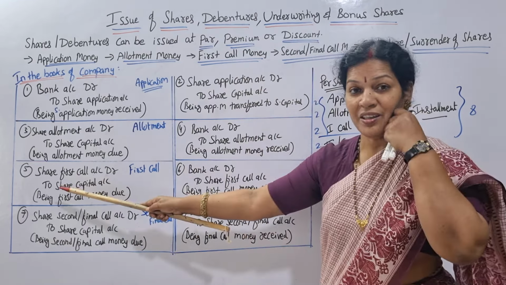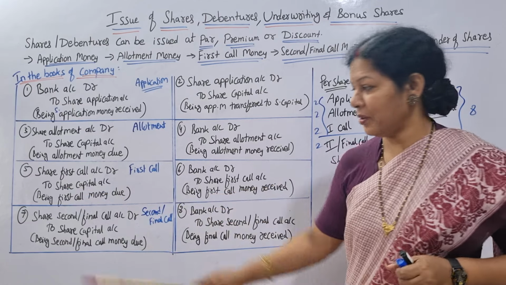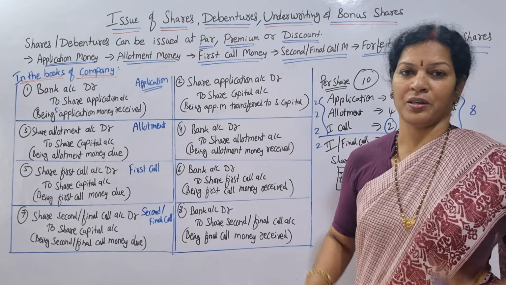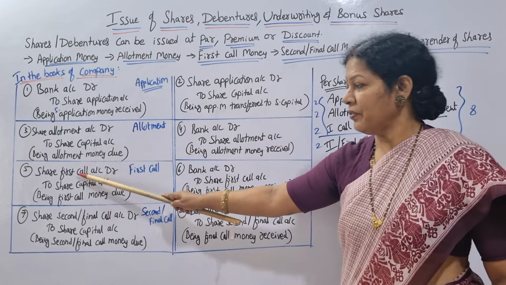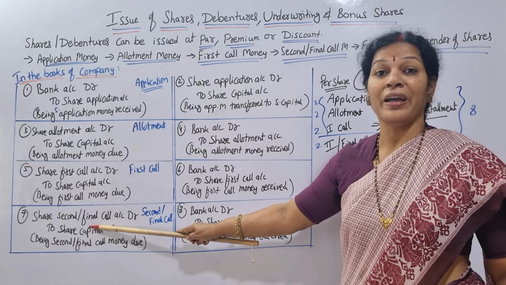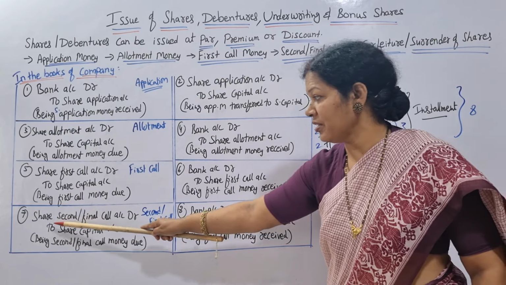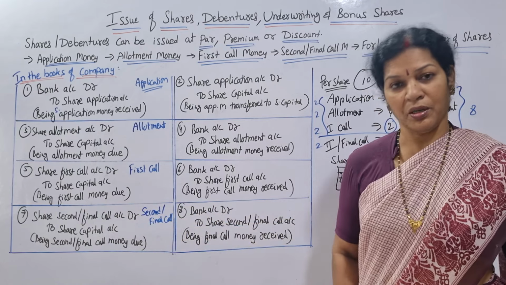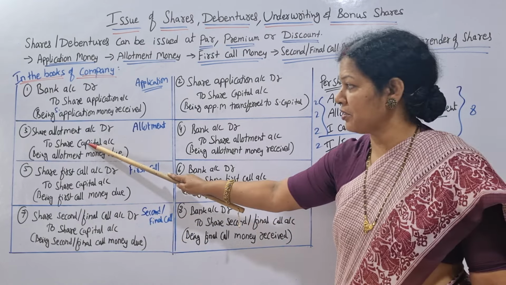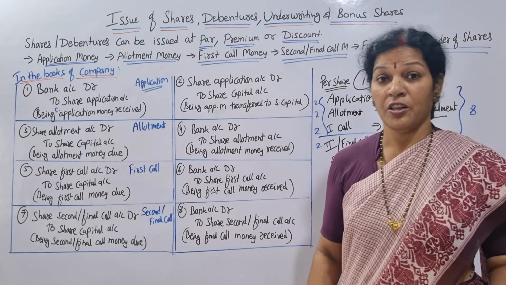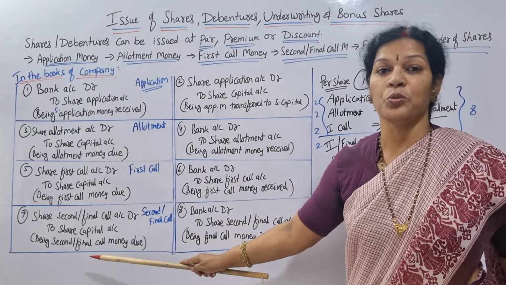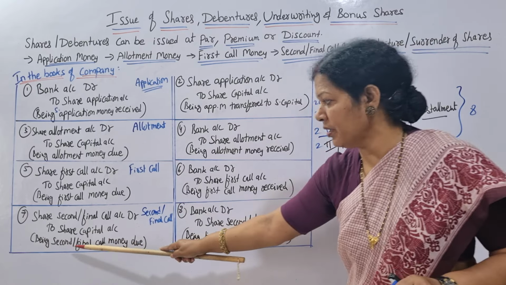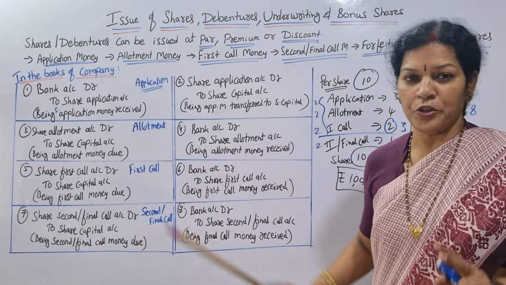What have we written earlier? Share first call account attached. Now here, share second call account, or you can say final call account. Only the first we have transferred into final or second call account. Share second call account or final call account attached to share capital account. Always share capital will be on the credit side. Share capital, share capital, share capital. These three are due. Being second or final call money due.